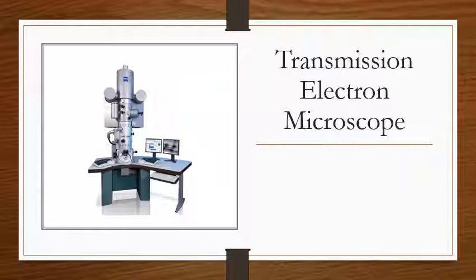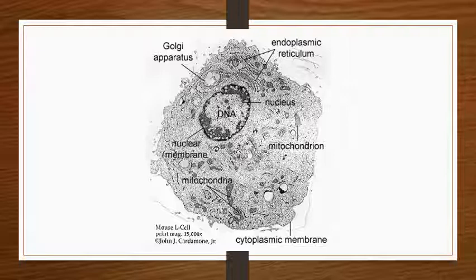I don't have an exact number, but I've seen 10,000 times or more magnification, so much higher than the light microscope. And the resolution is also better, 0.2 nanometers, so less than one of those billion pieces of the meter stick. So because of the greater magnification, we get much more detail. You can see this picture says that it is magnified 15,000 times. So now not only can we see the nucleus, but we can see mitochondria, endoplasmic reticulum and Golgi apparatus, so much, much greater detail in the pictures with a transmission electron microscope.